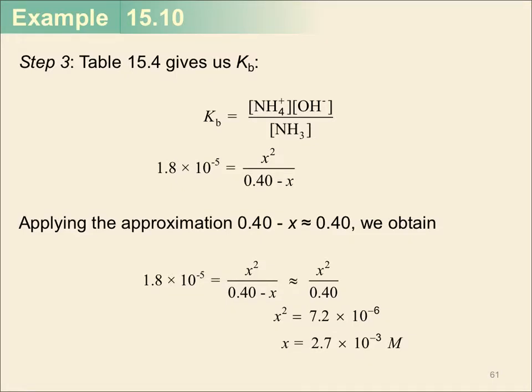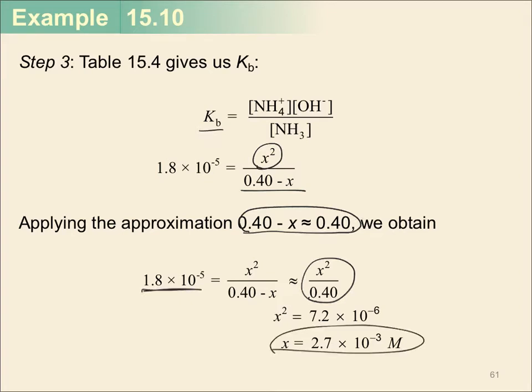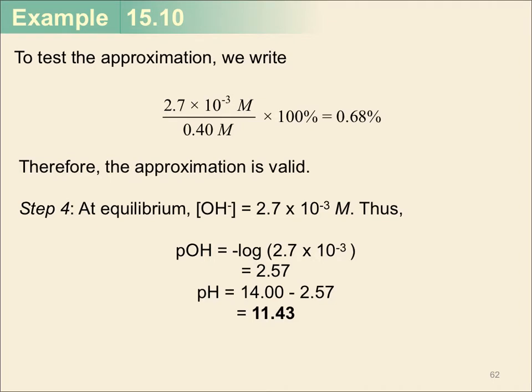So, insert our values into the Kb expression. We get x squared over 0.4 minus x. But since 0.4 minus x should be approximately 0.4, that gives us Kb equals x squared over 0.4, which yields x being 2.7 times 10 to the minus 3. We check to see if that is a valid approximation. So, when we determine the percent dissociation, that is 0.68 percent. That is a valid approximation.